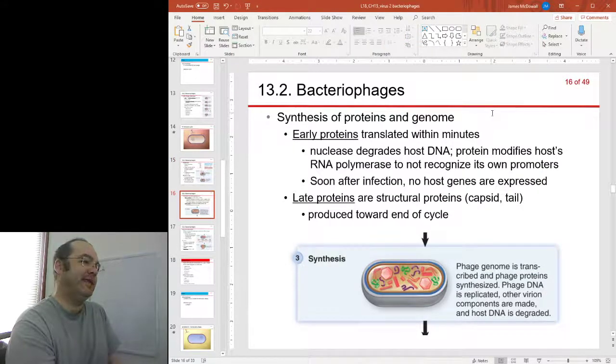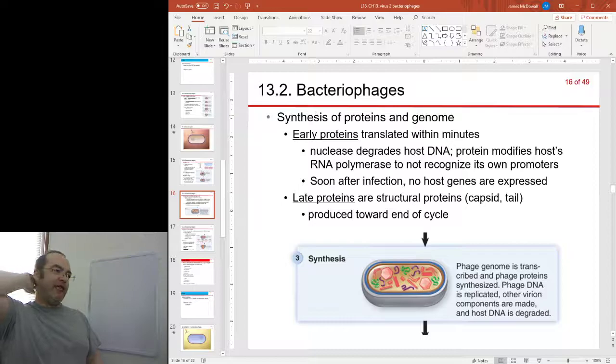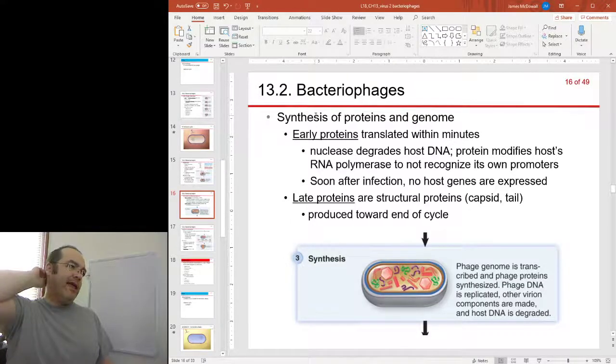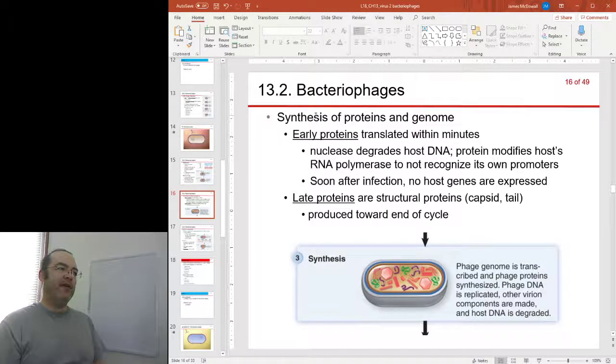On to slide 16. We have the viral genome inside the bacteria, and now we have the production of the viral proteins. And in many bacteriophages, there is a sequence of events. There are what are called early proteins and then late proteins. So when the bacteriophage first gets into the bacteria, the first thing it wants to do is to knock out the bacteria's own mechanism for expressing genes.